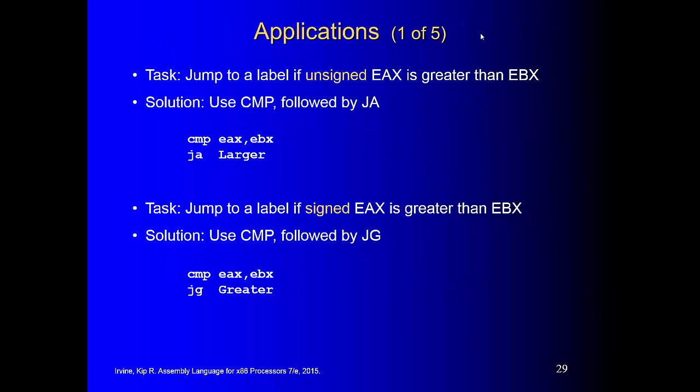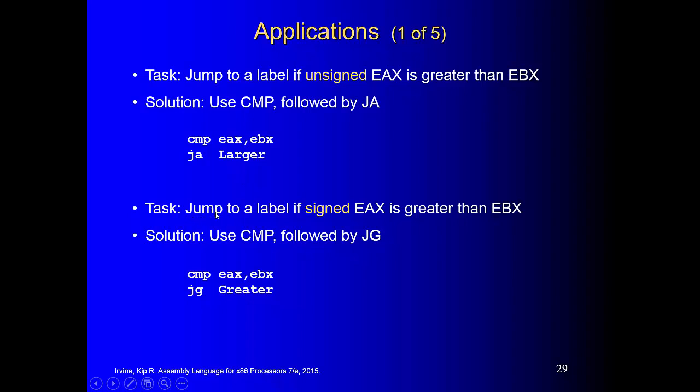Here we see there are 5 applications. Application 1, task: jump to a label if unsigned EAX is greater than EBX. So we're going to compare EAX with EBX. Then we're going to say jump above. That means when EAX above EBX, we're going to jump to a location called larger.